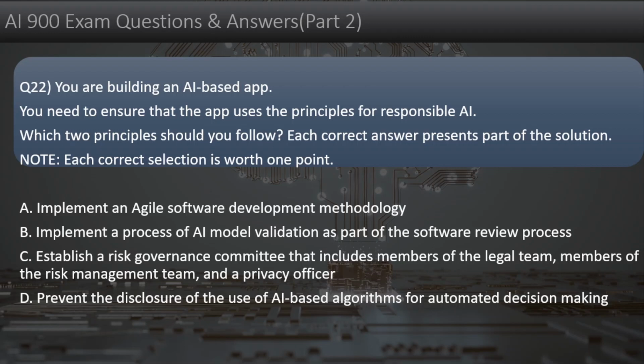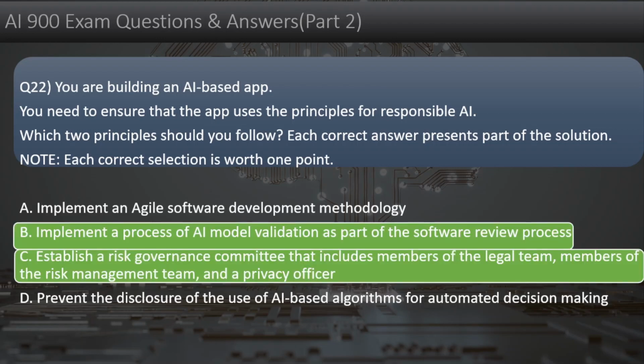C. Establish a risk governance committee that includes members of the legal team, members of the risk management team and a privacy officer. D. Prevent the disclosure of the use of AI based algorithms for automated decision making. The correct answers are option B and option C.